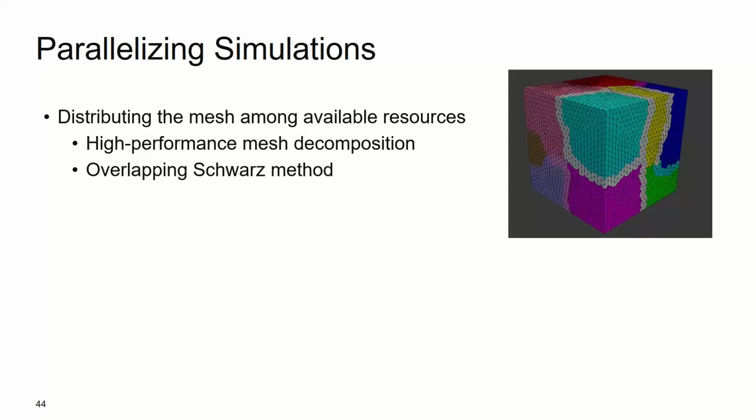For that, as I said, there are some available techniques in FreeFEM. One of them is called the overlapping Schwarz method. As you can see in the figure, we have a mesh and then we decompose it into subpartitions. Then we assign each subpartition to one CPU core or CPU node, or generally speaking, one node. This is the way that we can divide the problem into smaller pieces and run it faster.